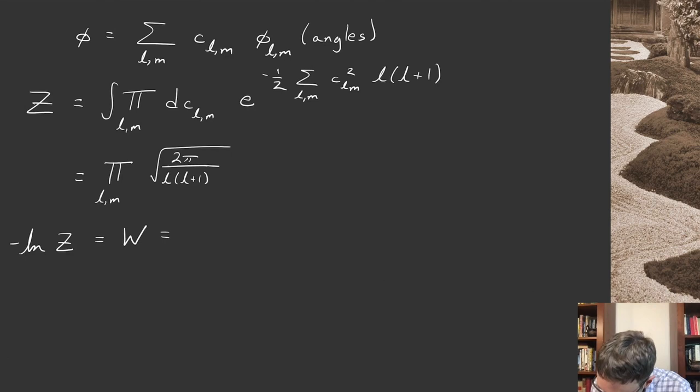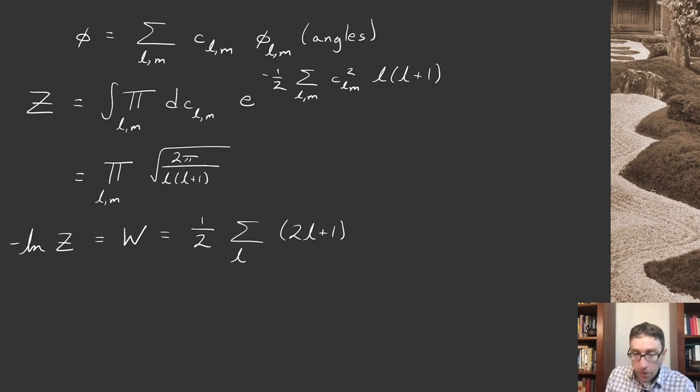And if I take a log of this thing, what do I find? I find 1/2, sum on L. I've got my degeneracy now because there's 2L plus 1 values of the energy that are all the same. And I have a log of what was in the square root before, L times L plus 1 over 2 pi. Great. So that's my answer.